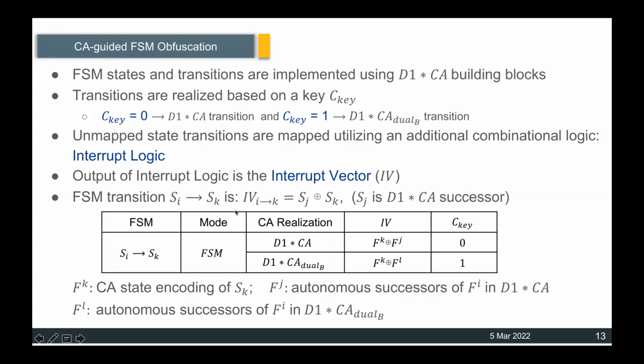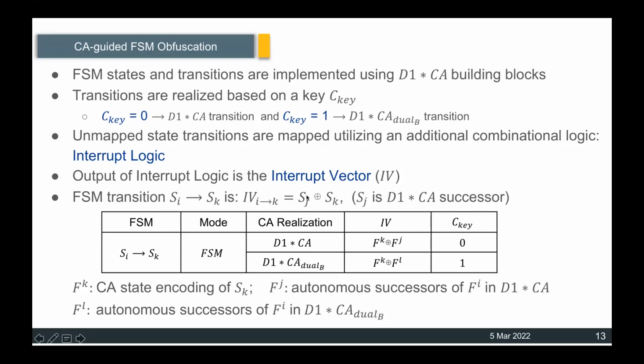The idea essentially is pretty simple. What you do is that if you want to make a transition from SI to SK, so imagine that the encoding of SI is, say, FI, and the encoding of SK is FK. And if you set your cellular automata to this state SI, and you make a transition, and suppose it makes a transition to the state SJ, then you impose an interrupt vector which is equal to SJ XORed with SK.